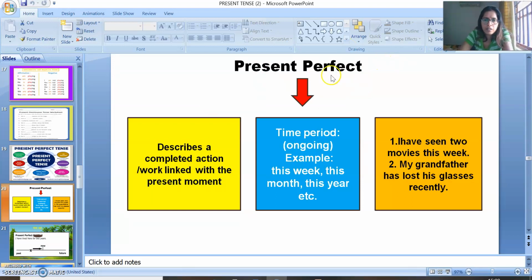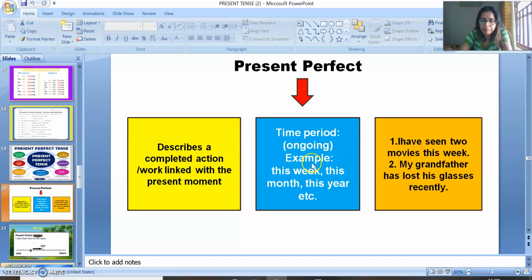Present perfect tense is used to describe a completed action or verb, right? It describes a completed action or verb linked with the present moment. Here, time period is very, very significant. In present perfect tense, you have to keep in mind that the time period is ongoing. Though it describes a completed action, the completed action is linked with the present moment or the time period which is ongoing.